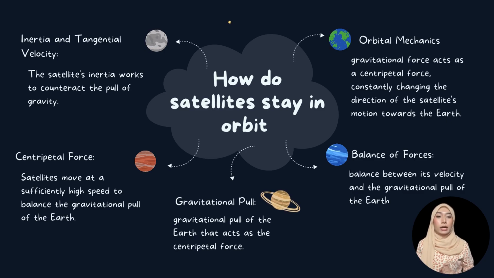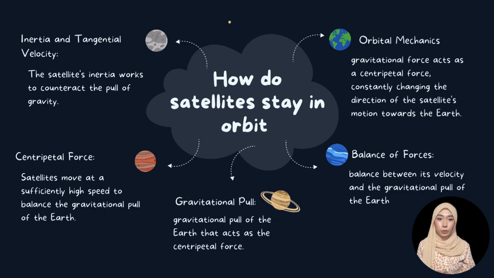The first one is the gravitational pull. We know that the primary force that keeps a satellite in orbit is gravity, and gravity is the attractive force that pulls objects towards each other. In the case of a satellite, it is the gravitational pull of the Earth that acts as the centripetal force.